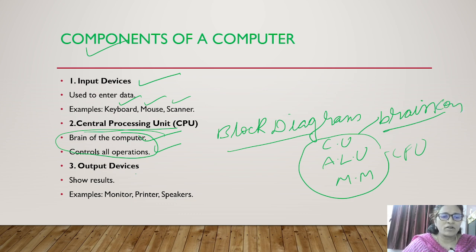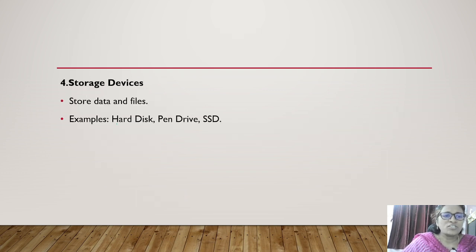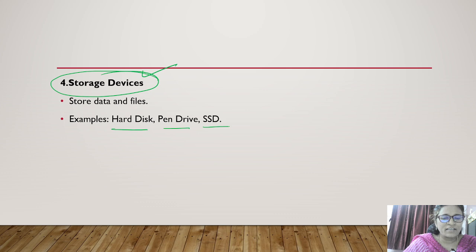Next one: output devices, where we will see the results. For example, monitor, printer, speakers, all these are output devices. Storage devices are where we store the data: hard disk, pen drive, SSD. All these are storage devices where we can store the data permanently.